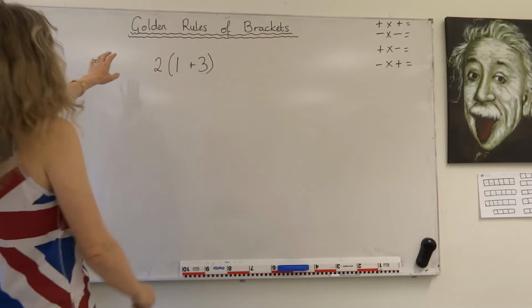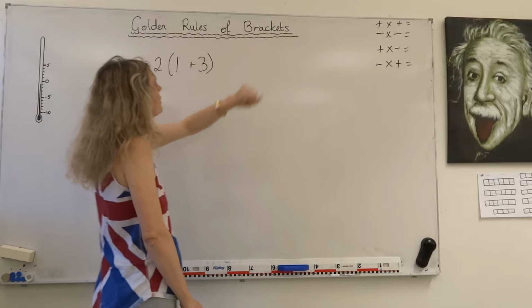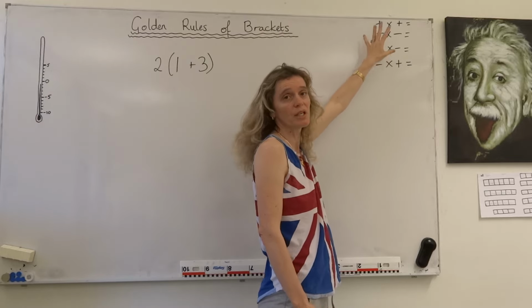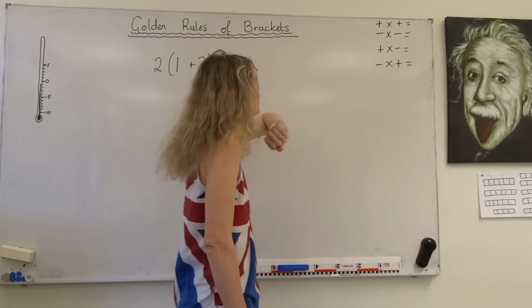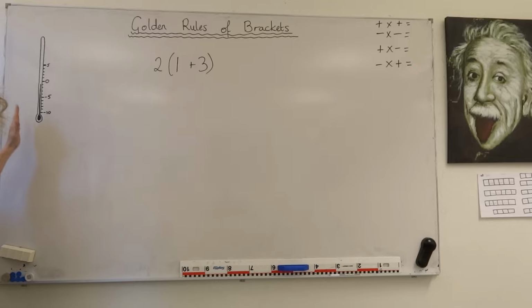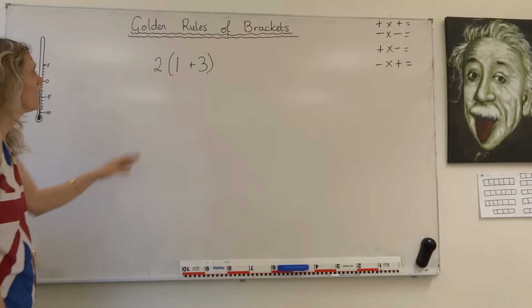Right, today I'm going to go through some golden rules of brackets. I'm going to go through the rules of multiplying with positive and negative numbers, or a combination of the two. And we're even going to go through some brackets with some positive and negative numbers.